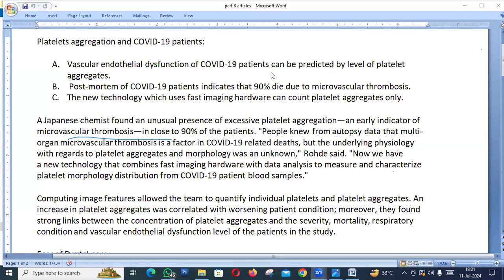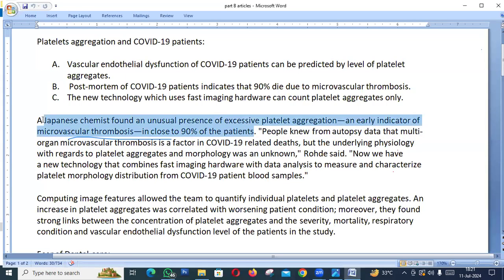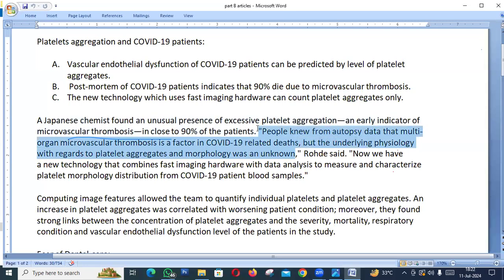Is there something written anywhere that 90% of patients who die have macrovascular thrombosis? No, sir. They are telling that who is dying from this. So your answer is not here. Your answer is in this part. It could be something relevant here also, but the main thing is here.